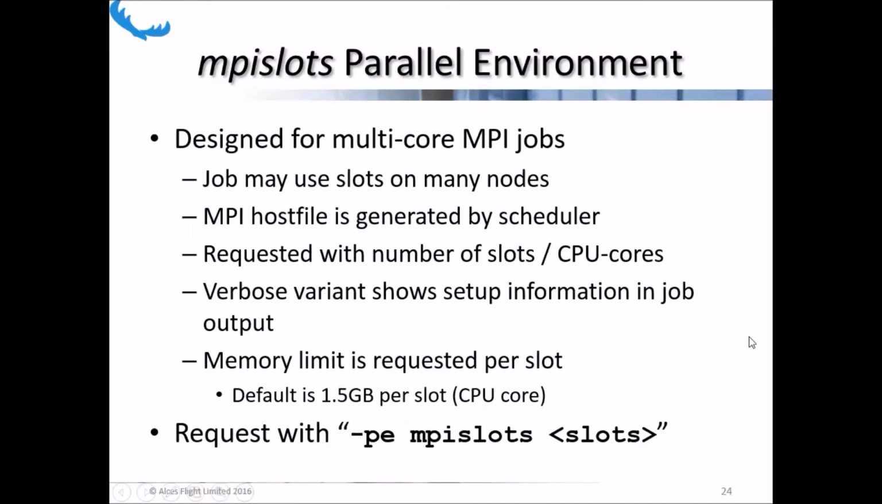For users running MPI jobs, they can use the mpislots parallel environment. That's requested with -pe mpislots, and then the number of compute cores that you want to run for your job. Remember that memory allocations are performed per job, so requesting 4 CPU cores will give you a total memory requirement of 6 GB by default.